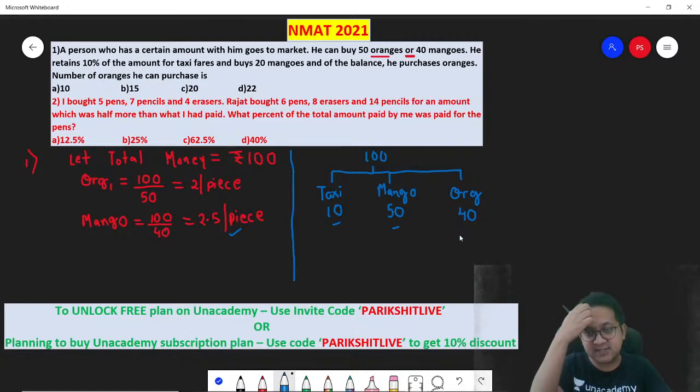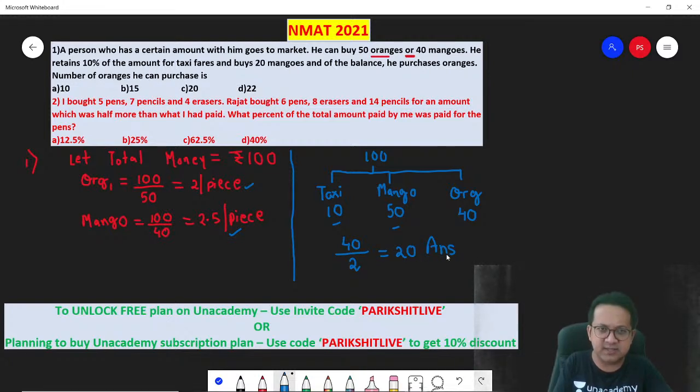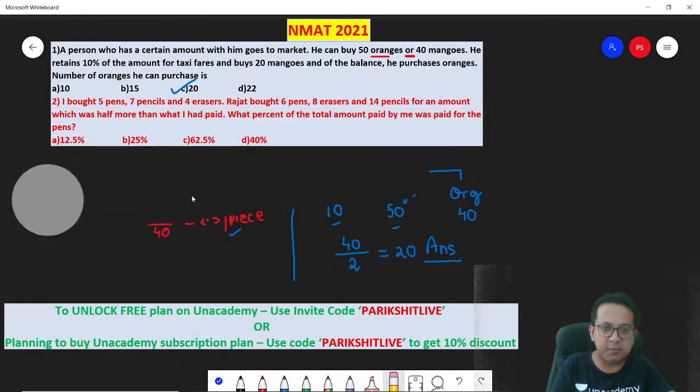So how many oranges can I buy? Remember, the money that I have is 40 rupees divided by cost price of one orange, which we have already calculated is 2. So how many oranges? Answer is 20. So first answer is 20. Got that? I think it's a pretty easy one, a typical NMAT sum. Okay. Next, let's go to question number 2.